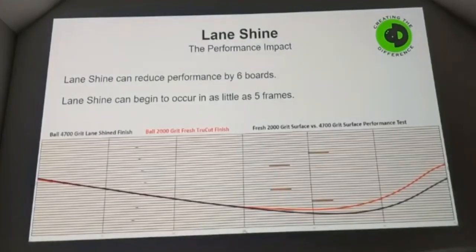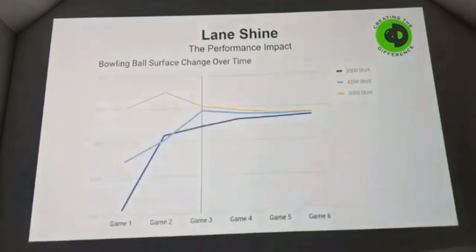So basically, this is some data that we collected on that phenomenon, and it can be about 6 boards of difference, and it can begin to start in about 5 frames. So it's a pretty big difference in performance, and it can happen fairly quickly. This is kind of an interesting graph. This is games bowled over time. So this was 6 games bowled, and this was the surface change over that time.